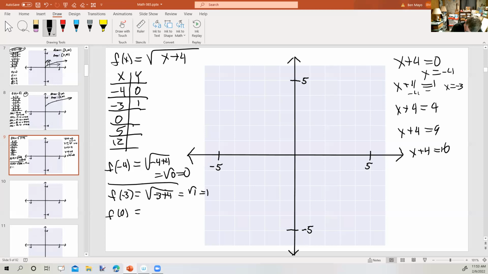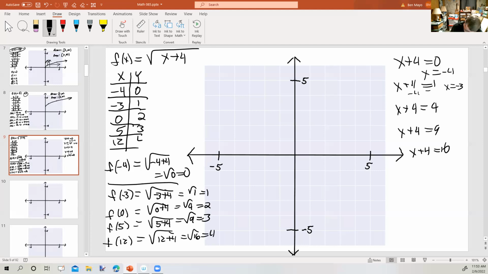F of 0 equals the square root of 0 plus 4, which is the square root of 4, which is 2. F of 5 equals the square root of 5 plus 4, which is the square root of 9, which is 3. And F of 12 is the square root of 12 plus 4, equals the square root of 16, equals 4. Okay, so basically I took perfect squares and subtracted 4 so that when I add 4 inside, it goes back to being a perfect square.